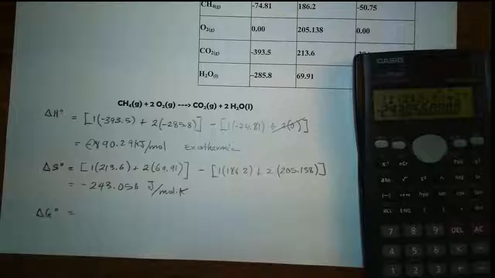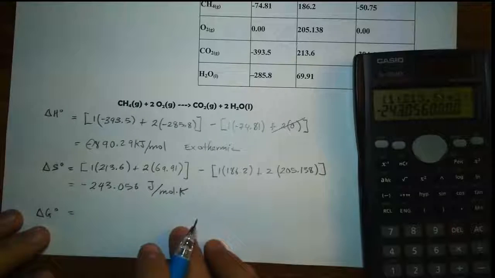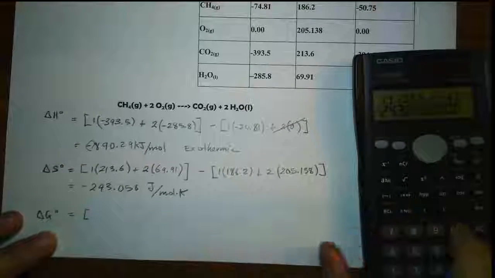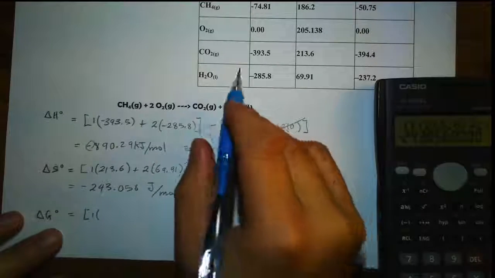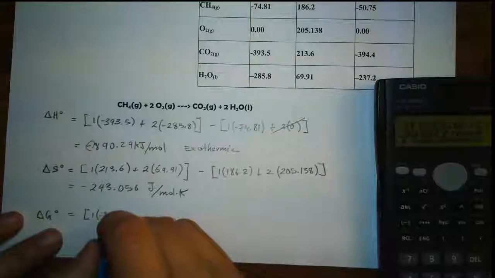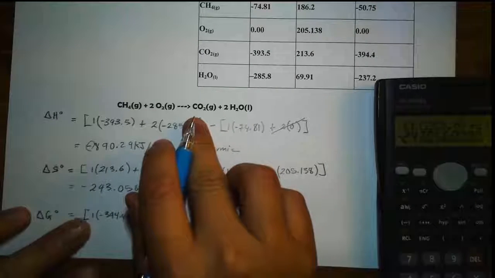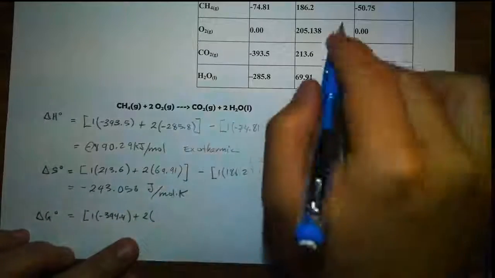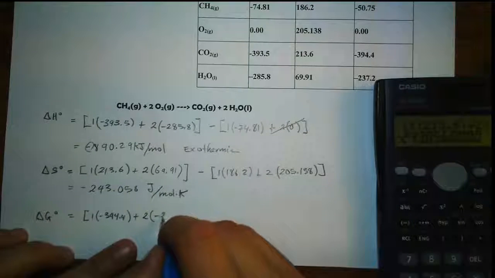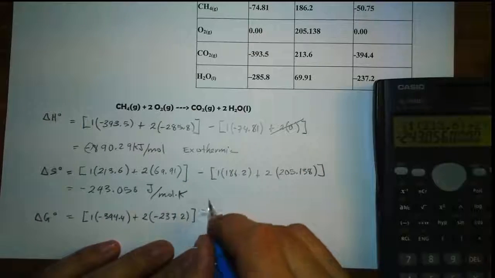Now let's solve for delta G naught. The same thing, the sum of the product minus the sum of the reactant. So in this case, we have the product again, 1 mole of carbon dioxide, and the value for carbon dioxide is negative 394.4. Now we have water, which is 2 moles, so 2 right there times, what's the value for water? Negative 237.2. And then we'll close it up because we are done with the product side. Let's move to the reactant side.